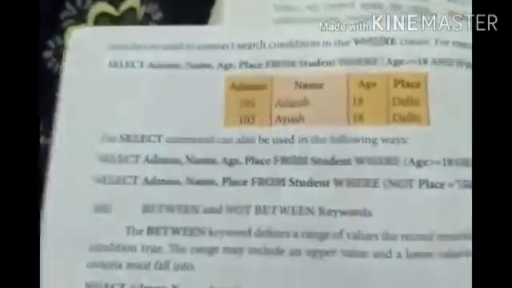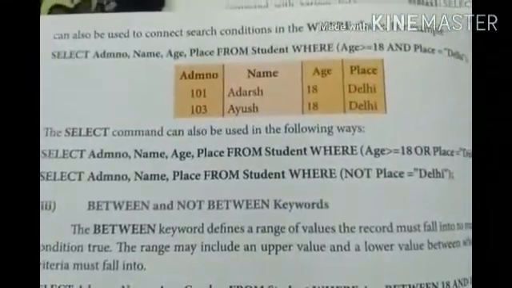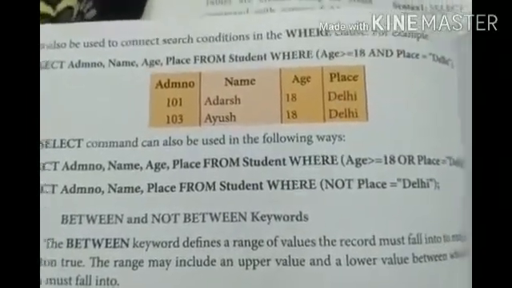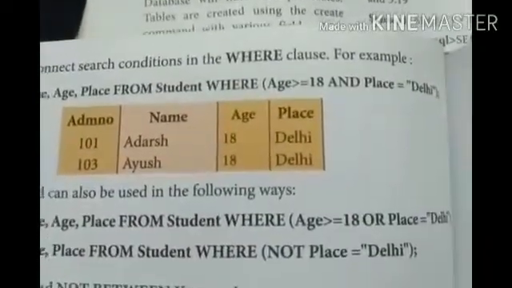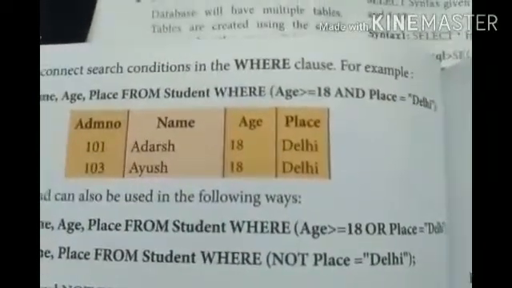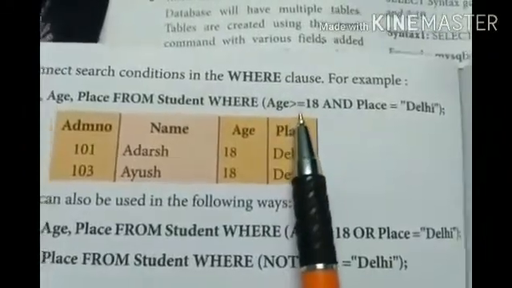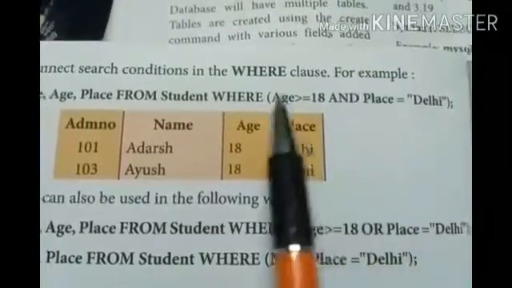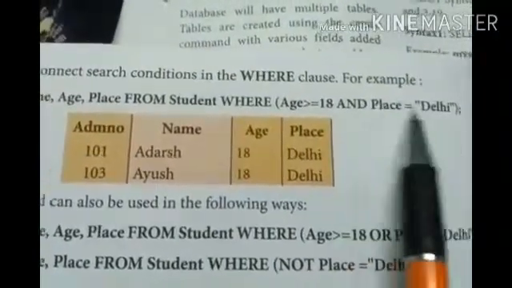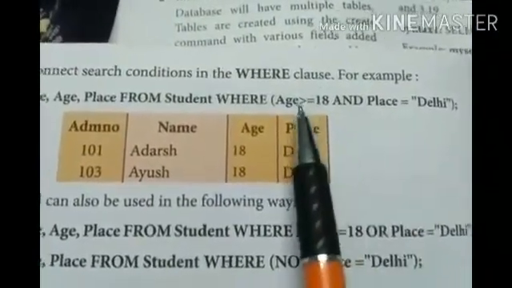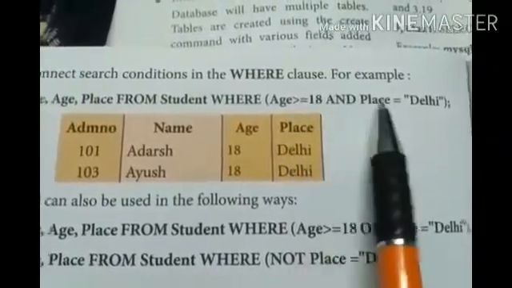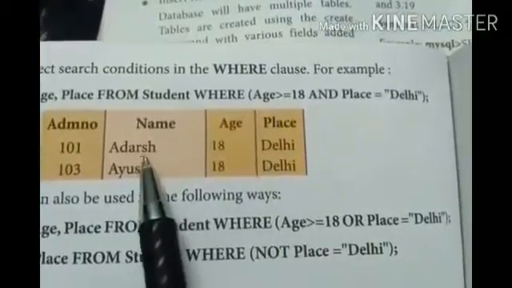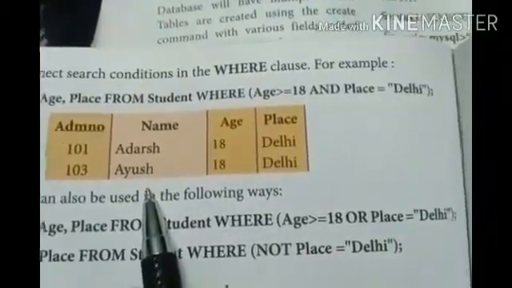You see here, what query have they given? SELECT admission number, name, age, place FROM student table. What is the condition? WHERE age is greater than or equal to 18, this is one condition, AND place is equal to Delhi, this is another condition. So when both the conditions return true, then those records are taken into account and got displayed.